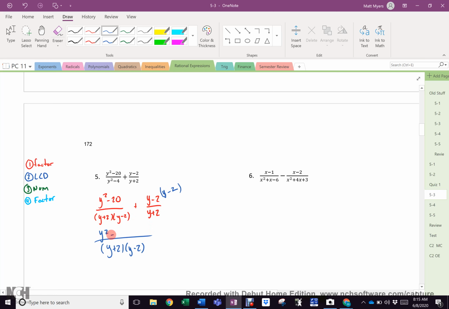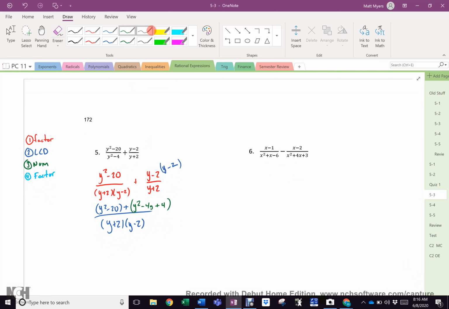So this guy doesn't need to change. He's y squared minus, oh, wait. So this guy is y squared minus 20. He doesn't need anything. So he stays as y squared minus 20. Plus, this guy needed this, so there's going to be a change there. That's going to be y squared minus 4y plus 4.